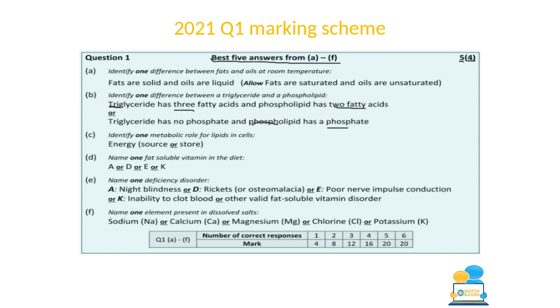Identify one metabolic role for lipids. It's an energy source. Name one fat-soluble vitamin in the diet. Again, the one we looked at was vitamin D. And a disorder associated with a lack of vitamin D is rickets. Or, of course, we could use osteomalacia in adults. One element that's present in dissolved salts. So, again, we have a number of elements that we could give. I would just go with one element, and we go with sodium.